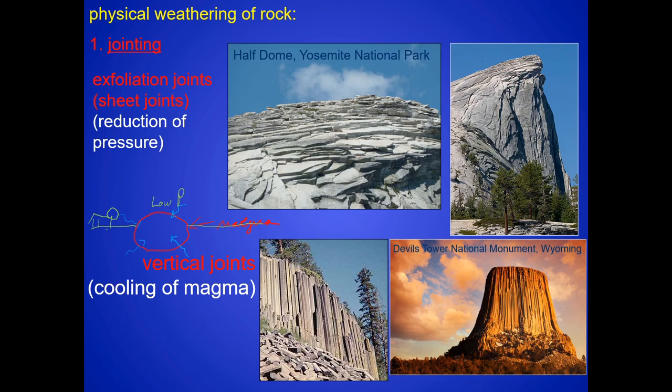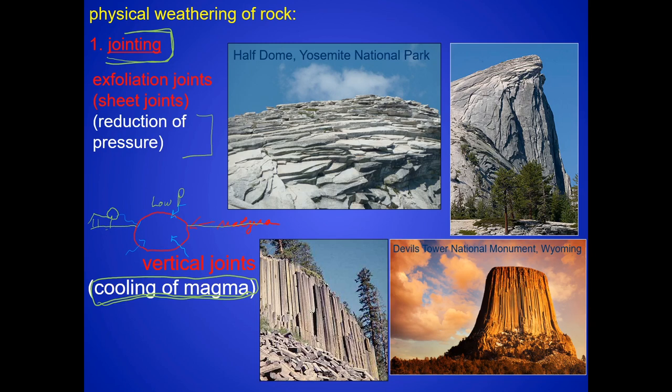So this is called exfoliation, and this is a type of jointing. Jointing is any process that cracks the rock, for example due to tectonic stresses. You can get this exfoliation jointing, which is called sheeting, from the reduction of pressure. You can also get a type of jointing from the cooling of magma, as the magma cools and contracts. You can think of that as kind of the opposite process.